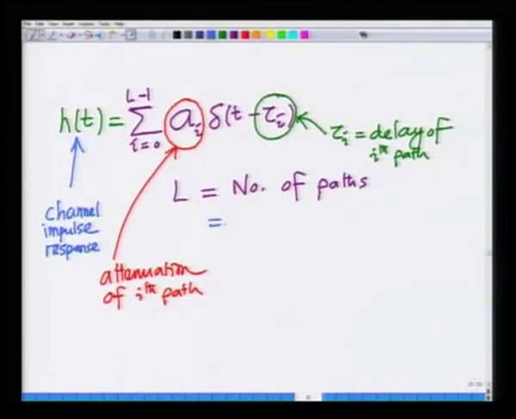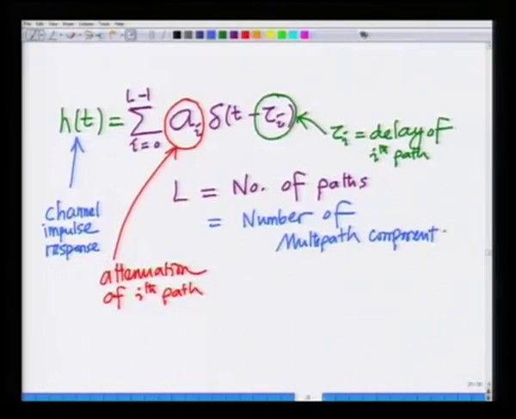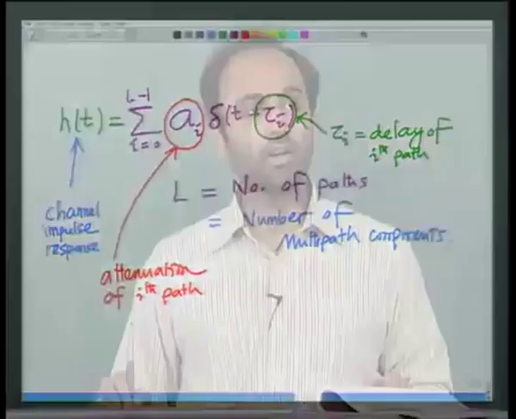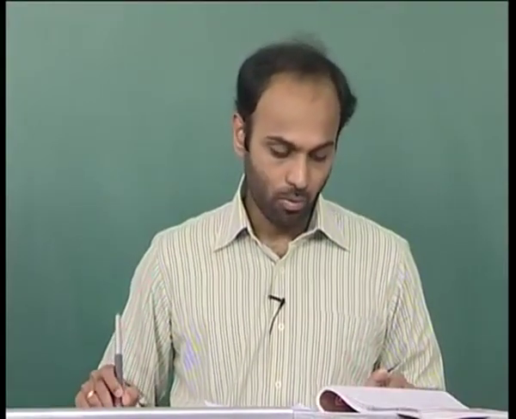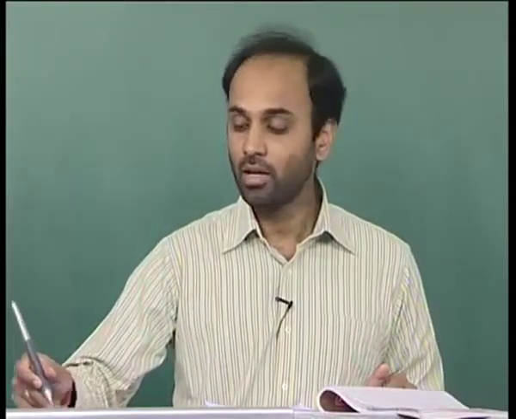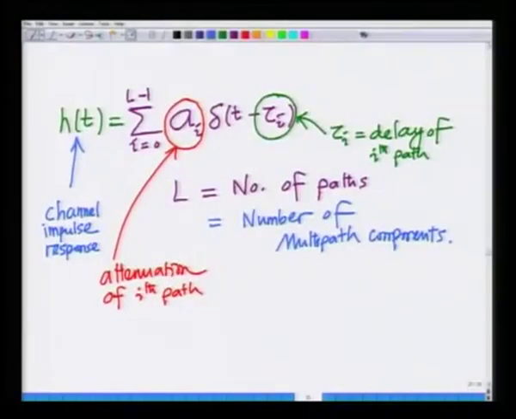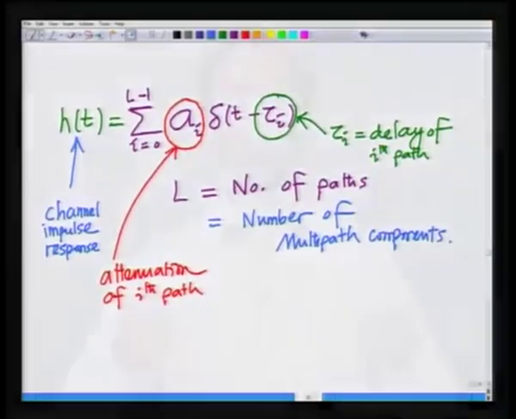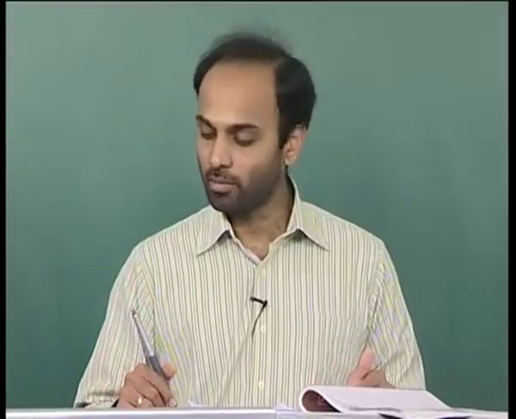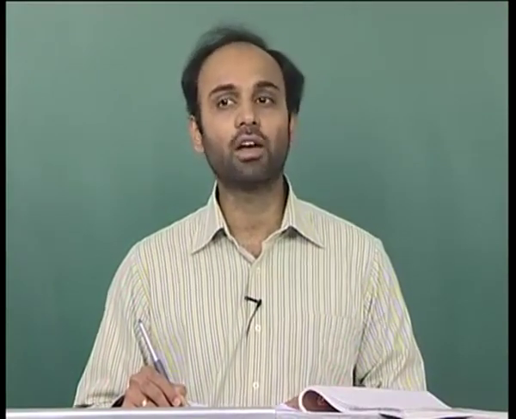L is the number of paths, or in other words the number of multipath components. Each component is characterized by an attenuation A_i and delay tau_i, and there are L such multipath components arising due to one direct path and a large number of scatterers in the mobile environment. So, this is what we already know. Let us start from here and continue this module further to get a deeper understanding of the properties and the modeling of the wireless communication channel.